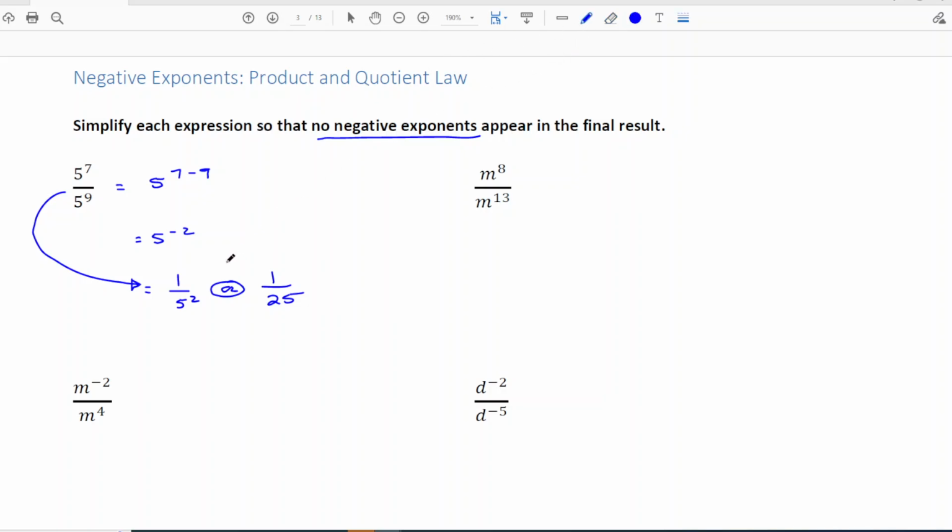If you're just like, what is she talking about? Always go top exponent minus bottom exponent, write your answer, and then put it to the bottom if you have to. So why don't you pause the video and give this one a go.